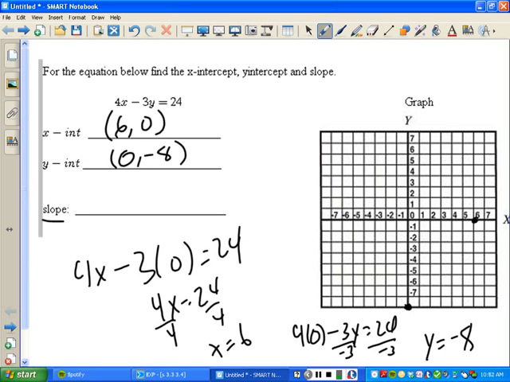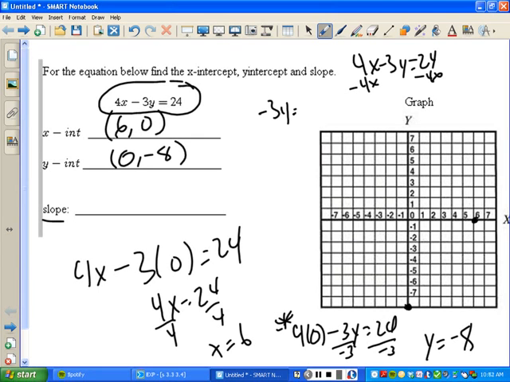You have to solve for y. Now, notice when I say solve for y, I don't mean like we did over here. That's solving for y too, but that's not what we're talking about. When I say solve for y, I mean literally solve this equation for y. So 4x minus 3y equals 24. Subtract 4x, subtract 4x. Negative 3y equals negative 4x plus 24. Divide by negative 3, divide by negative 3, divide by negative 3. Y is equal to 4/3 x minus 8.